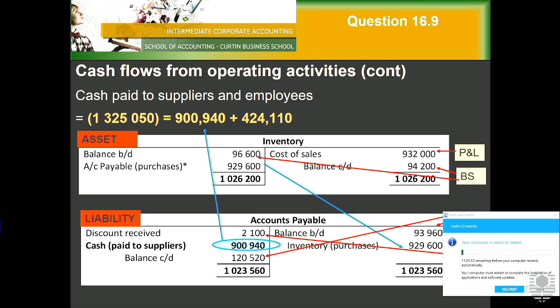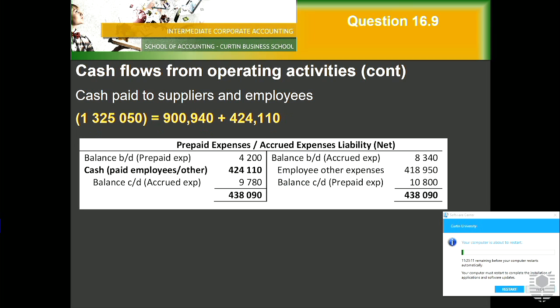The second part is all our other expenses, where we're going to merge some accounts together to get the next bit, which is the 424,110. So in order to get that 424,110, you can do the accounts separately, but what I've done is I've put them all together. So I put the assets and liabilities for all the other expenses in the one account.